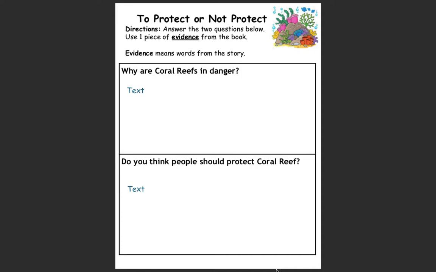So it says to protect or not to protect. Directions. Answer the 2 questions below. Use one piece of evidence from the book. And if you don't remember what evidence means, words from the story. So we need to find those exact words that prove our answer. So our first question says, why are coral reefs in danger?